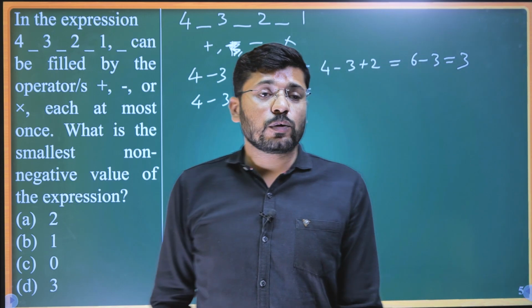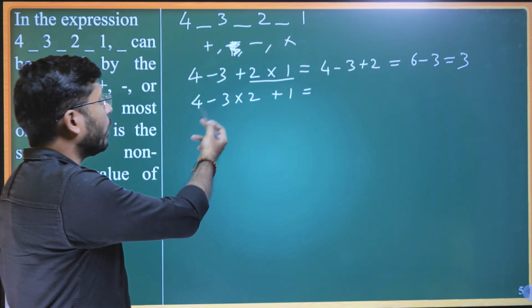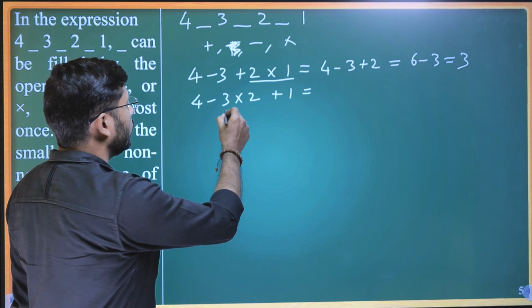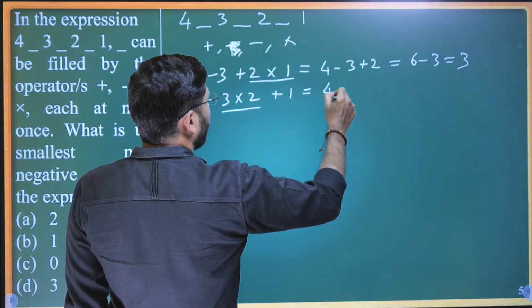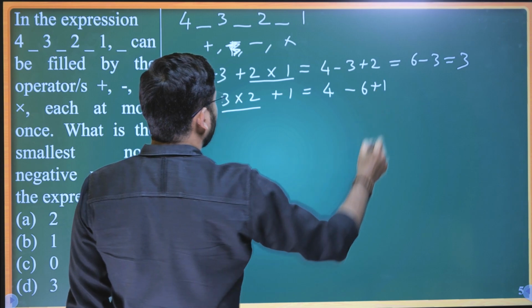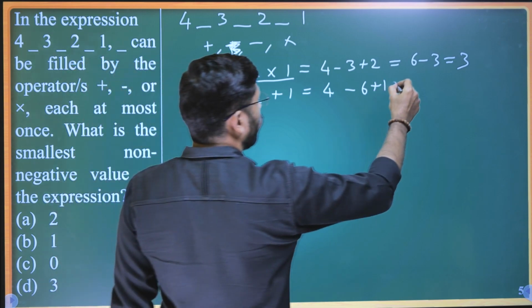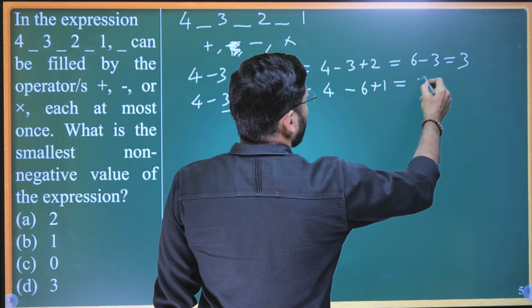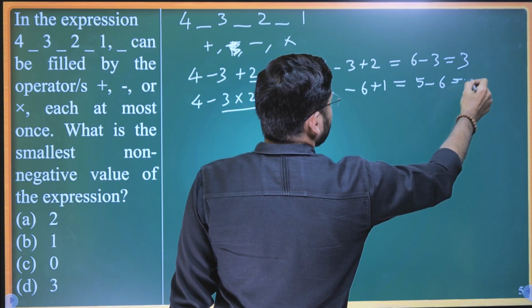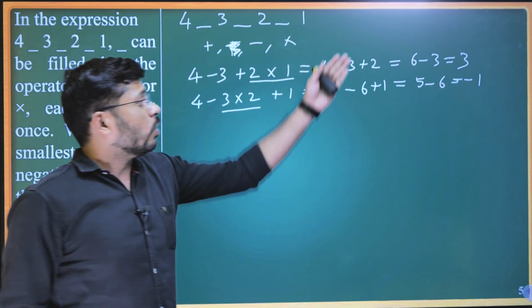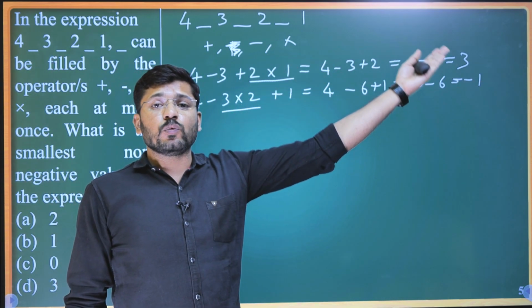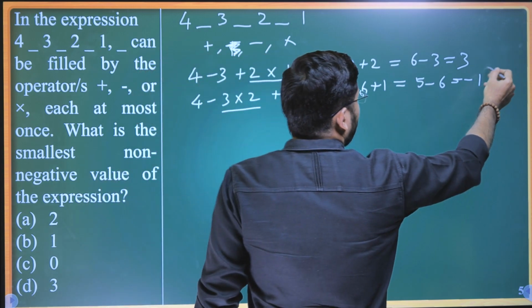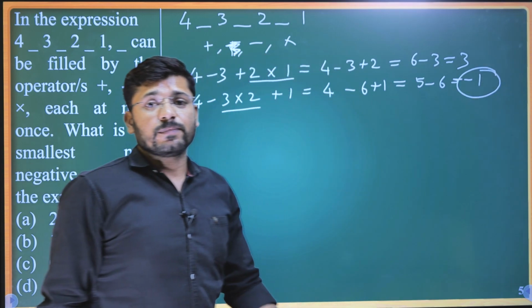Okay. Now let's look at the second one. 4 minus 3 into 2 plus 1. We will do multiplication first. That will give us 4 minus 6 plus 1. What is the value of 4 minus 6 plus 1? That would be 5 minus 6, which is minus 1. So of these two, 3 and minus 1, which is the smallest? Minus 1 is the smallest.